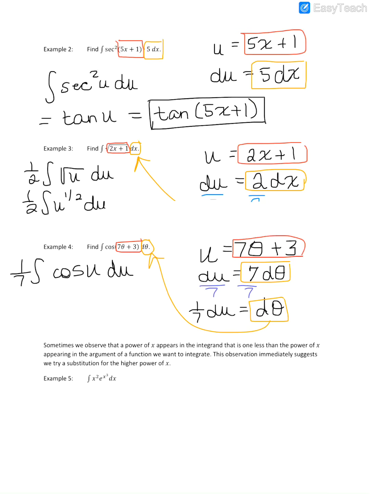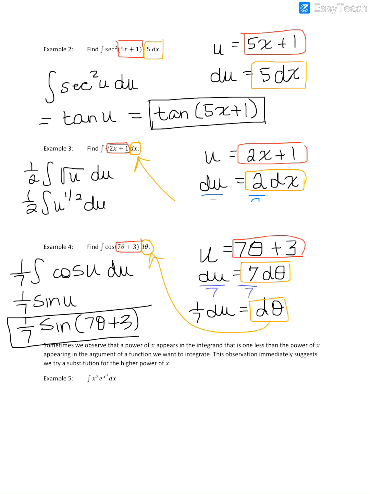All right, so now I'm going to integrate. The integral of cosine is sine, so 1/7 sine u. Plug back in for the u. Done. All right, so hopefully you're getting the hang of the u substitutions. Let's try the next part.